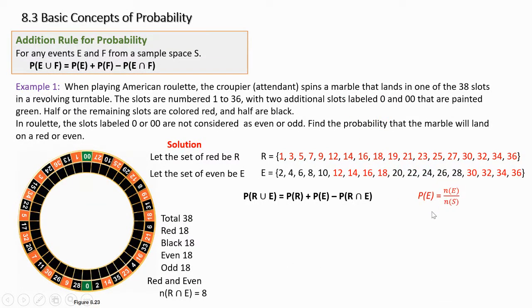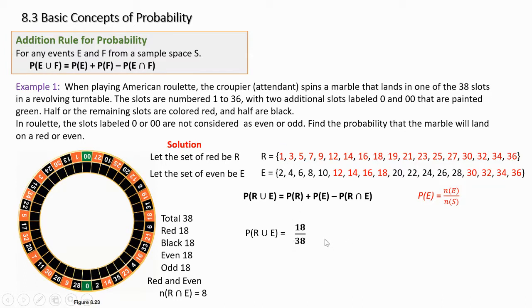So probability of the event, right? So let's do this. The probability of red or even, we know that red intersects even are here, right? We have, let's see, even 1, 2, 3, 4, 5, 6, 7, 8. That's where the 8 comes from. So we're looking for this part here, right?